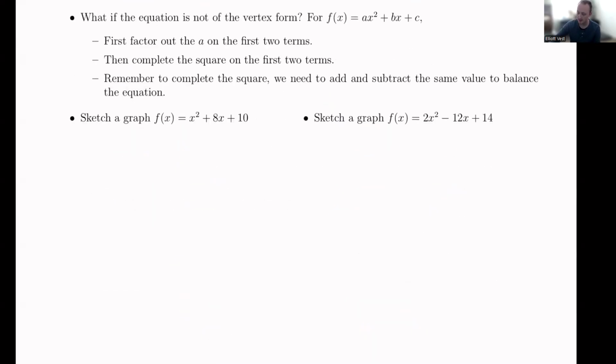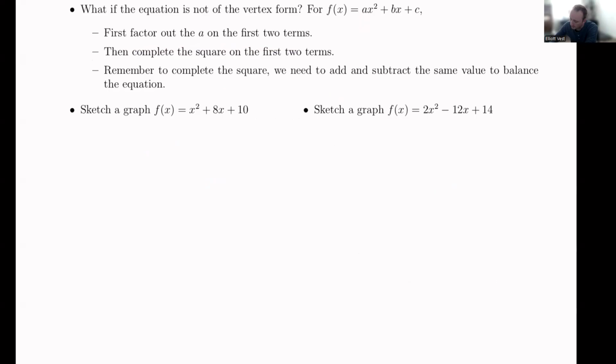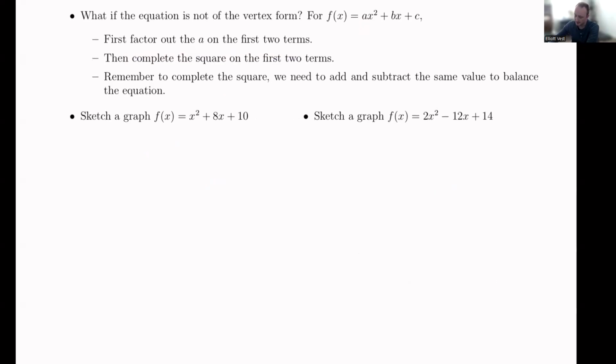So how does this process go? Well, first, if you have an a in the front, you want to factor out a on the first two terms. We don't have that, so that's fine. But we'll still go through this process nonetheless. Then complete the square on the first two terms. So what I'm going to do, if you remember the complete the square method, is leave some space for completing the square on the first two terms.